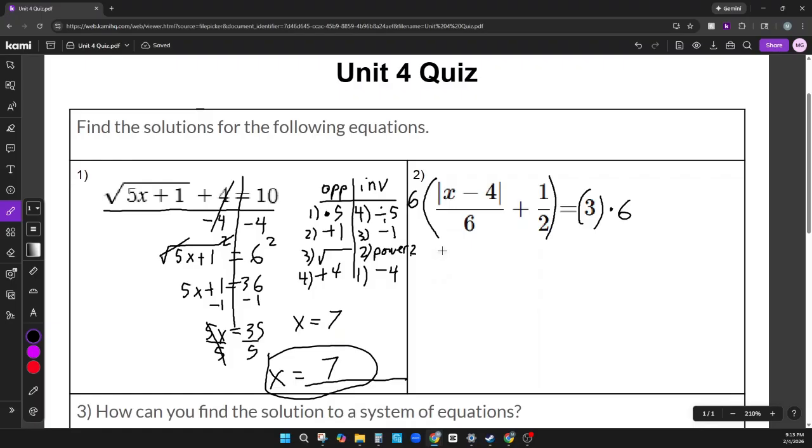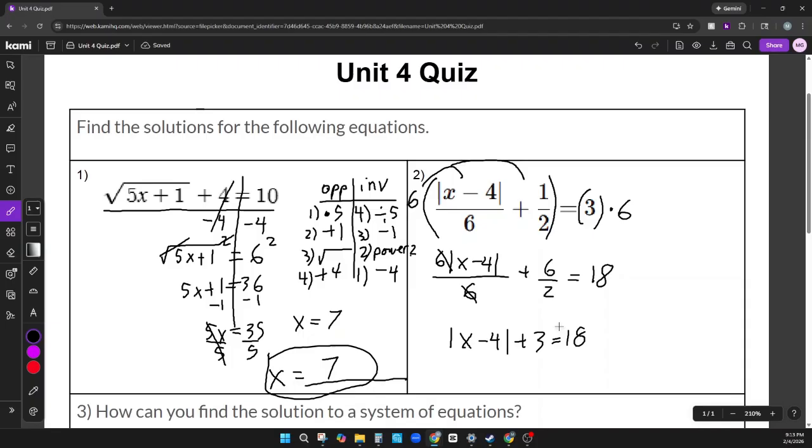So we're going to write this out as 6 times absolute value of x minus 4, all over 6, plus 6 over 2, is equal to, and I'll just multiply that out, that'll be 18. Remember, I'm multiplying not just my fractions, I'm multiplying the entire side. So I'm multiplying my 6 in, and then I cancel. 6 divided by 6, of course, cancels. And then I'm left with absolute value of x minus 4. 6 divided by 2 is going to be 3, is equal to 18.